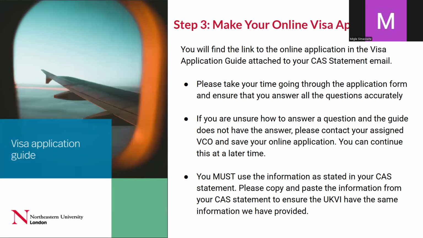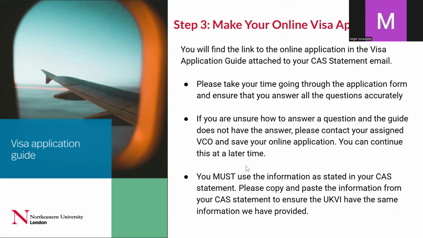Now, after all this is done, you should be ready to start your online visa application. You can find the link to the online visa application attached in the guide to your CAS statement email, and this will be in your visa application guide. Please take your time going through the visa application form. Ensure that you answer all the questions accurately, as referenced in your guide, which will help you answer your visa application according to your circumstances.